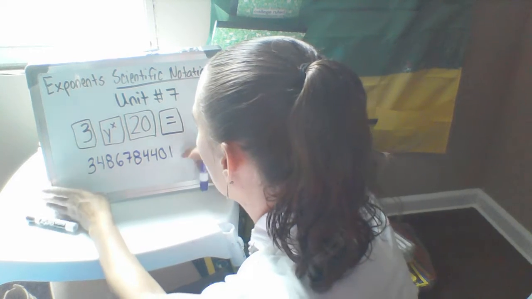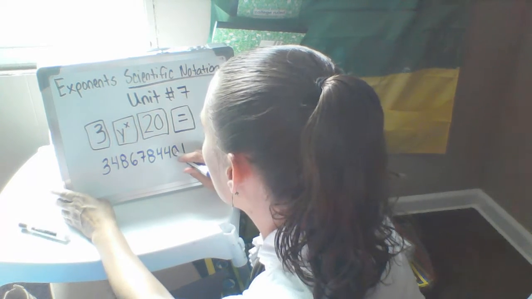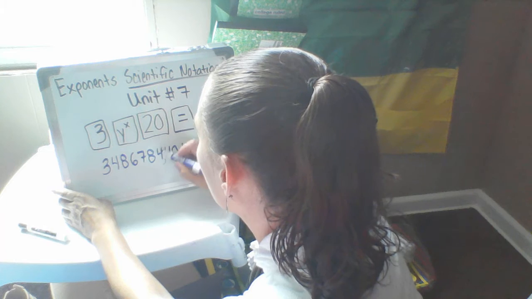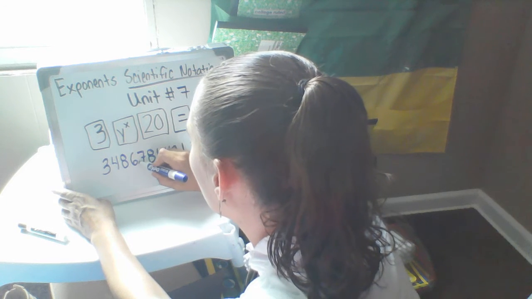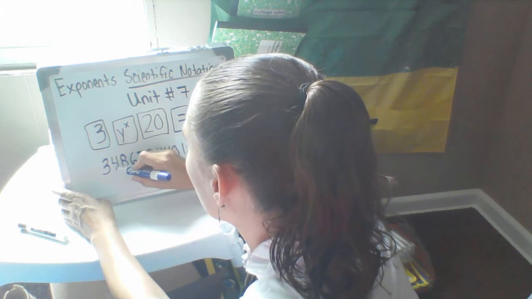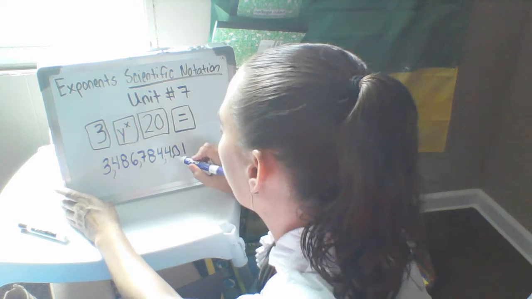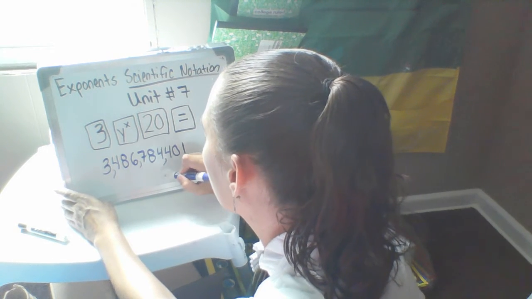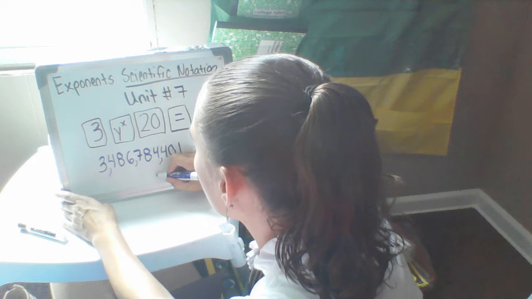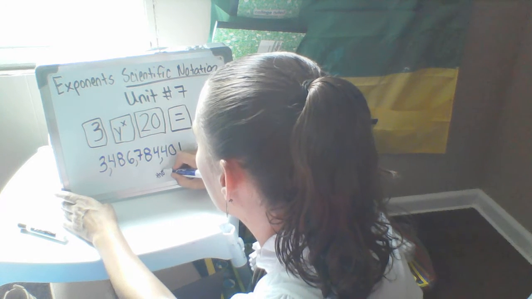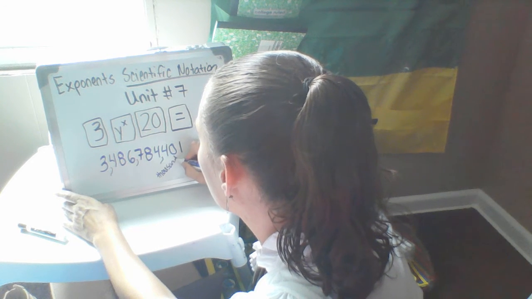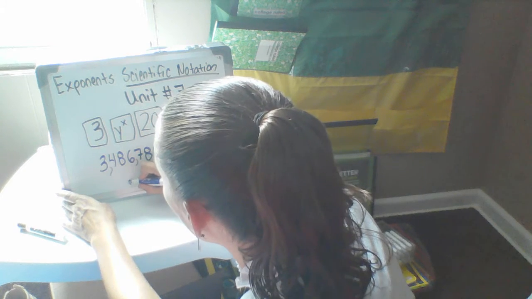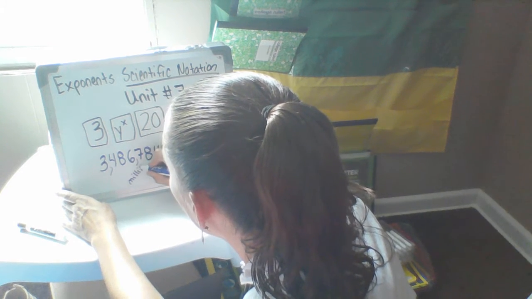1, 2, 3, comma. 1, 2, 3, comma. 1, 2, 3, comma. Remember, this is your thousand, this is your million, and this is your billion.